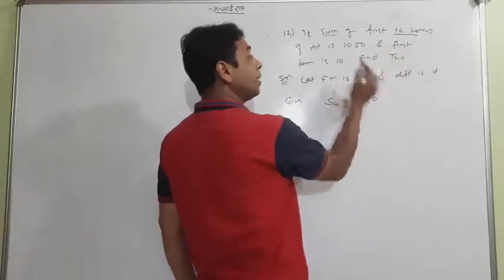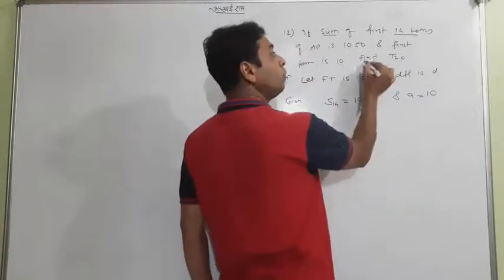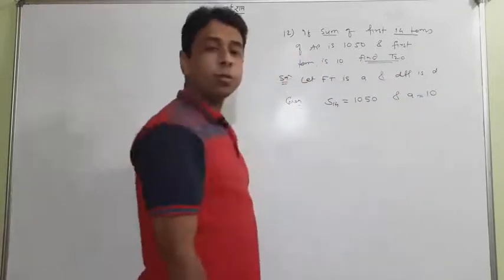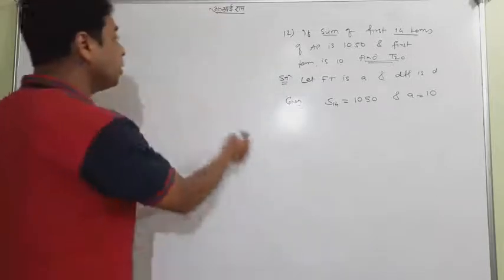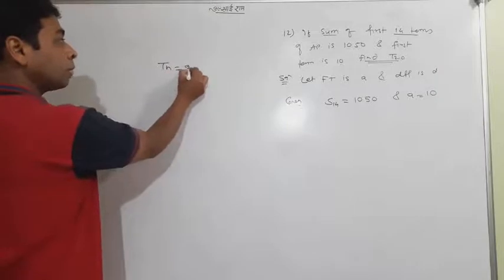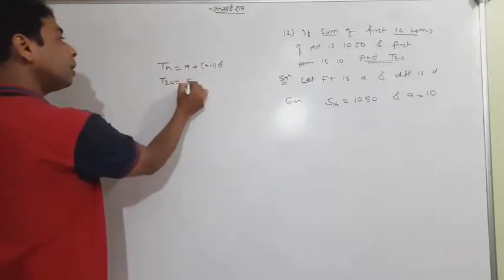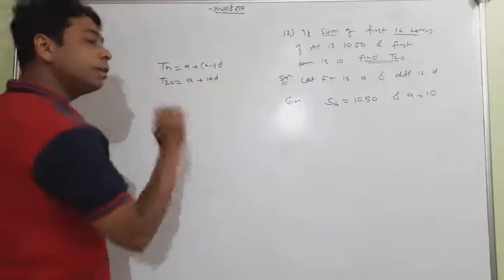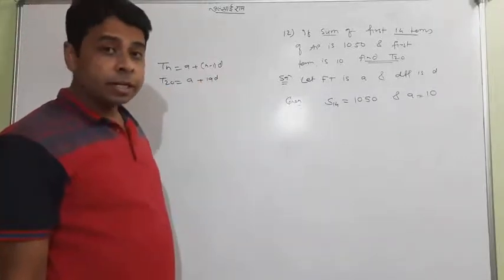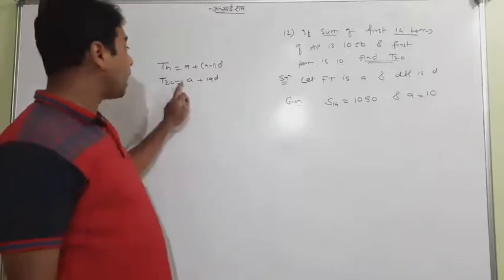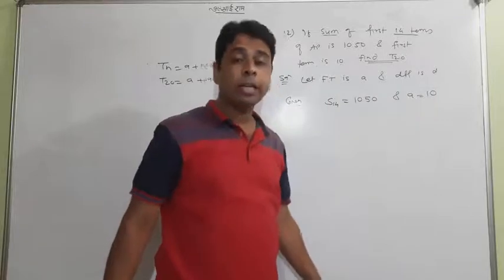The first term is A, which is 10. We want to find T20. What is the meaning of T20? Term 20. I taught you yesterday: term means Tn, which is A plus n minus 1 into d. So T20 means A plus 19d. We need two things, A and D. We already have A. We need to find D first.